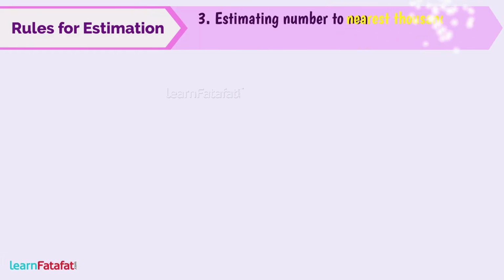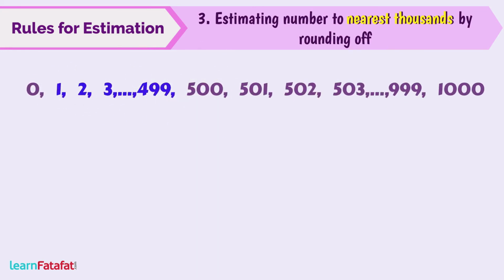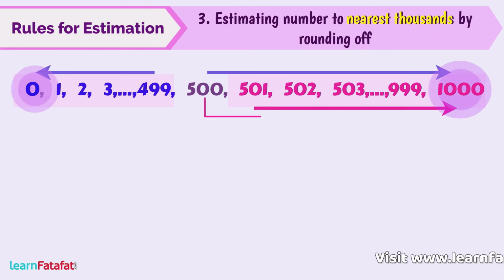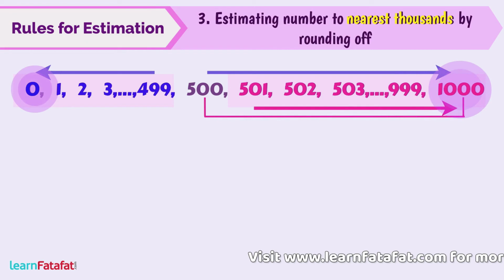Estimating numbers to the nearest thousands by rounding off. Numbers 1 to 499 are closer to 0 than to 1000, so they are rounded off to 0. Numbers 501 to 999 are closer to 1000 than to 0, so they are rounded off to 1000. 500 is rounded off to the nearest 1000.